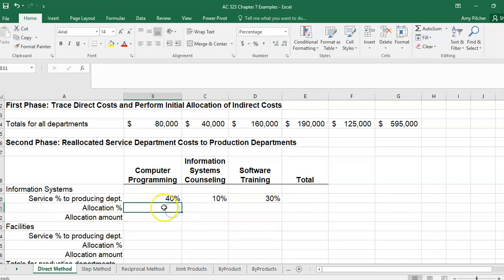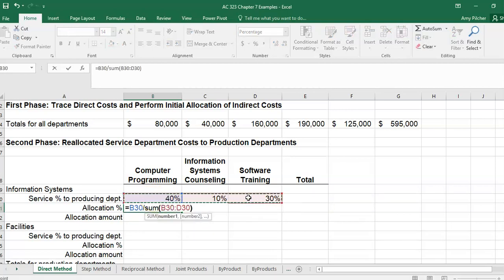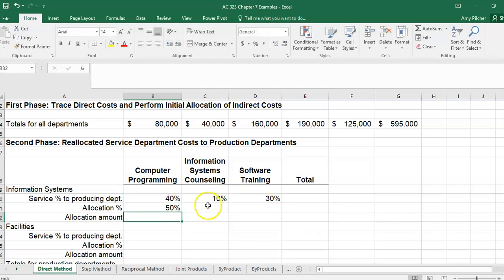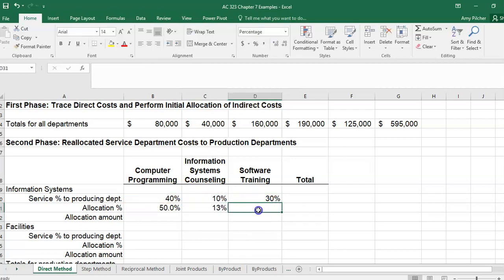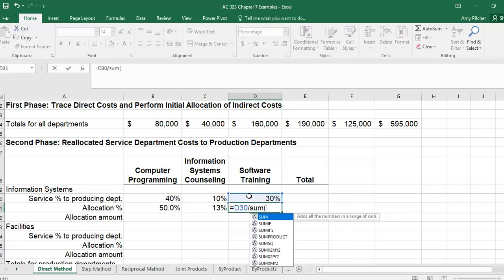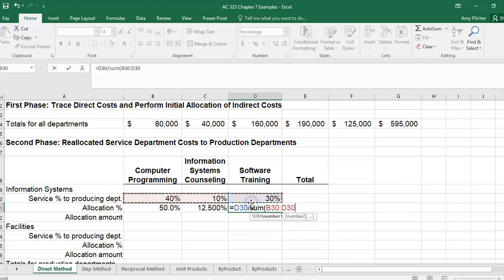For the allocation percent, we take their percentage use divided by the three departments added together. So 40% divided by the sum of all three departments gives us our allocation percentage. We're going to do that for each department. 10% divided by the sum of all three departments. And then for software training, 30% divided by the sum of all three departments.